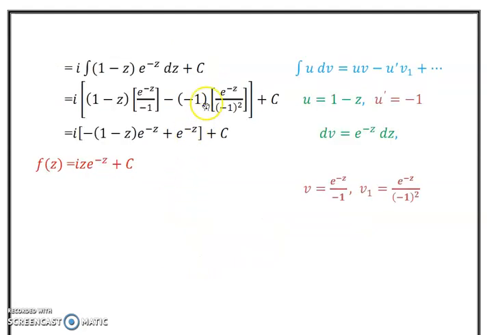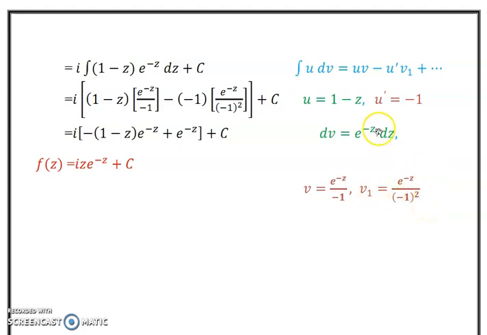We get, by using the Bernoulli formula, integral of u dv equal to uv minus u dash v1 plus etc. Here you take u equal to 1 minus z, u dash equal to minus 1. Then we take dv equal to e power minus z dz. Here we integrate this equation, you get v equal to e power minus z by minus 1. Then again one more time you integrate, v1 equal to e power minus z by minus 1 the whole square.